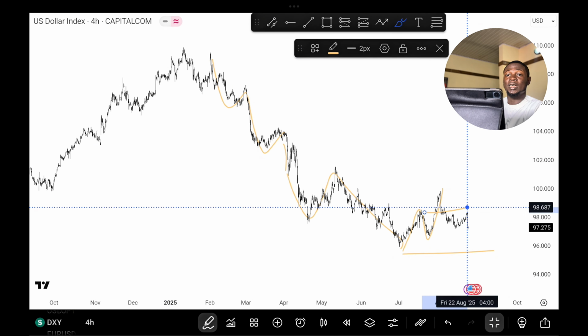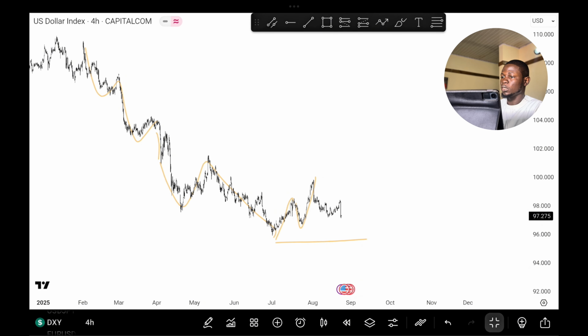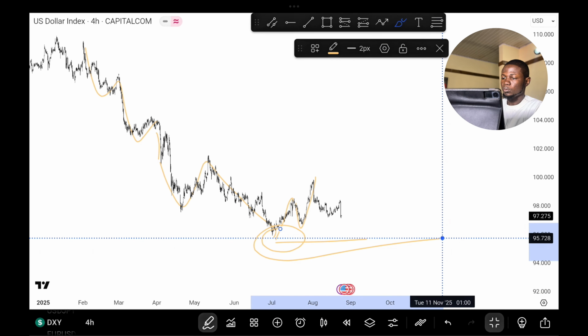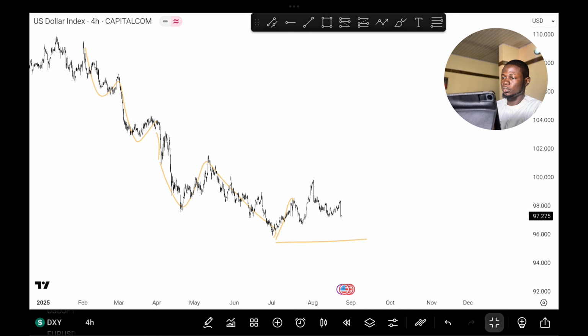It now broke this high over here. That means the direction has changed. The direction for DXY has changed, unless DXY breaks this low. If DXY breaks this low, that means it's now bearish. For what I'm seeing so far, DXY is bullish right now. Do you understand? DXY is currently bullish right now. Let me delete this stuff.